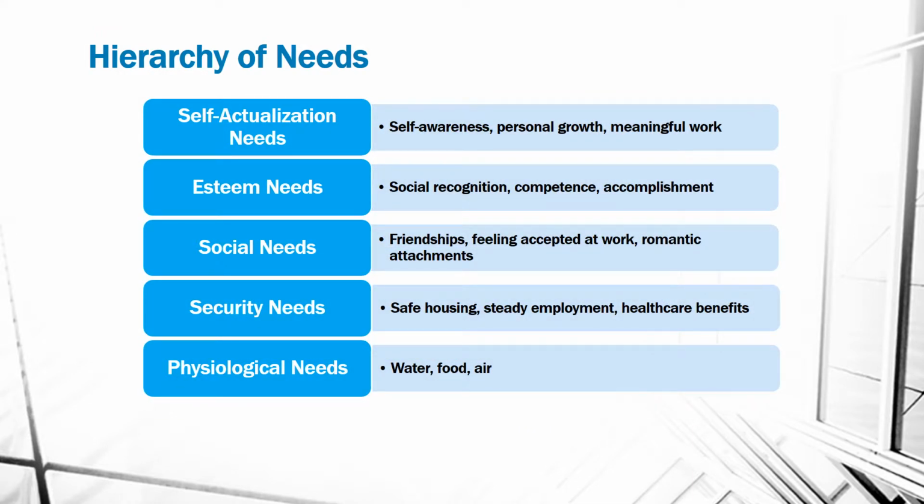To give you some specific examples of these needs based on his model, physiological needs are things like water, food, and air. Security needs include safe housing, steady employment, or healthcare benefits. Examples of social needs are having friendships, feeling accepted at work, or being involved in romantic attachments. Esteem needs refer to social recognition, competence, and accomplishment. Self-actualization needs include self-awareness, personal growth, and meaningful work.